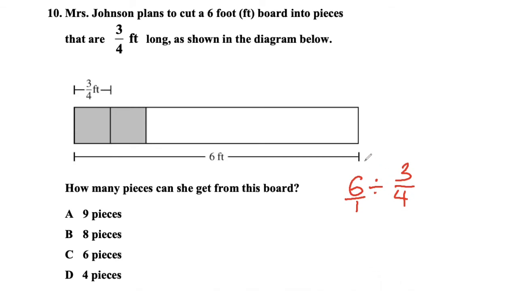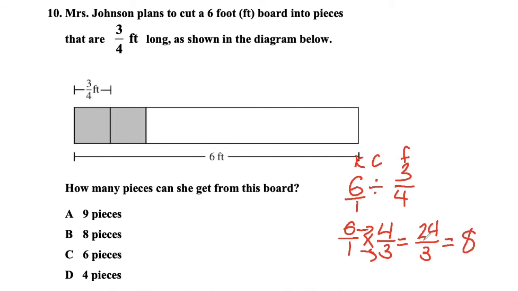And when we're dividing two fractions, we need to do keep, change, flip. So we're going to keep the first fraction the same, 6 over 1. We're going to change the division to multiplication. And we're going to flip the last fraction to 4 over 3. If we multiply across, 6 times 4 is 24. 1 times 3 is 3. And if we divide 24 by 3, we're going to get 8. So we will get 8 pieces in total, or answer choice B.